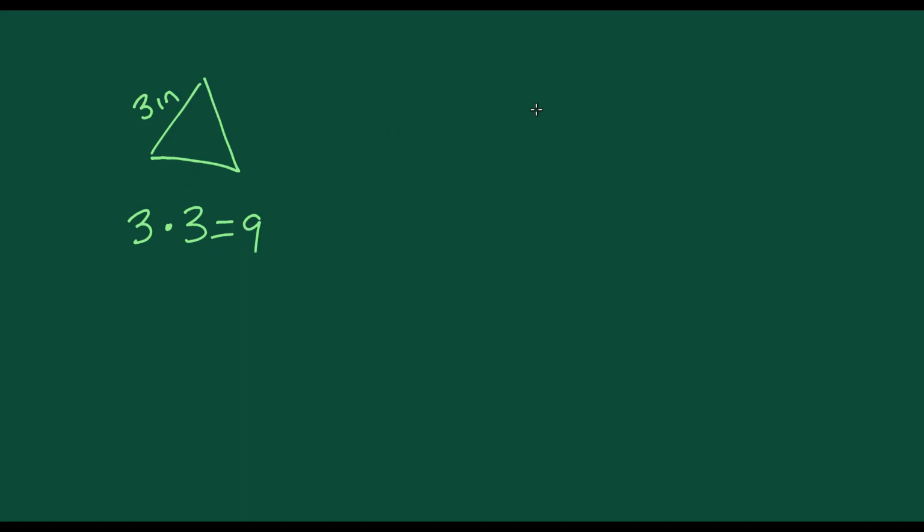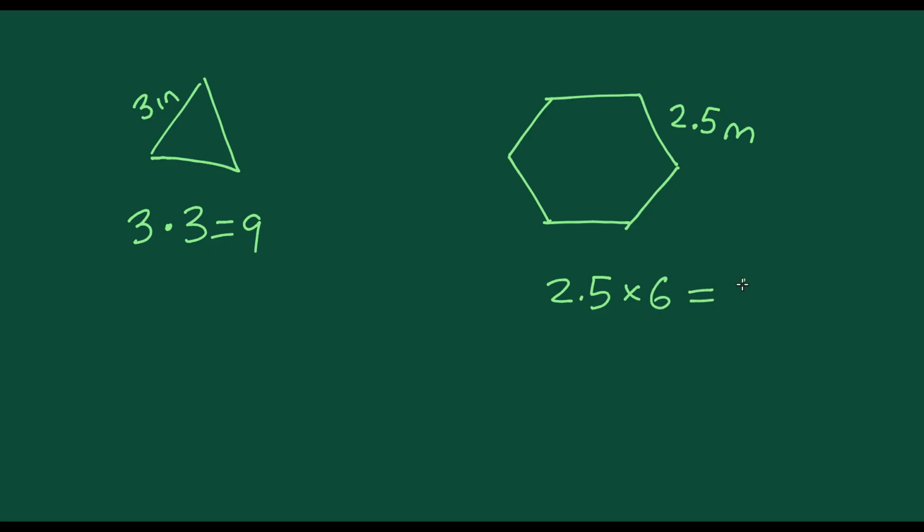What if you had a big shape? I don't know. Let me try and draw. Okay, so a hexagon. Say this is 2.5 meters. Okay, so if you had 6 sides, like a hexagon, we would not want to write 2.5 plus 2.5 six times and add it up. That would take too long, right? So let's just do 2.5, the side length, times how many sides? Well, hexagon, 6 sides. Okay, 2.5 times 6, which would be 15 meters. And so on, okay? So for regular shapes, side length times the number of sides. That's your shortcut.